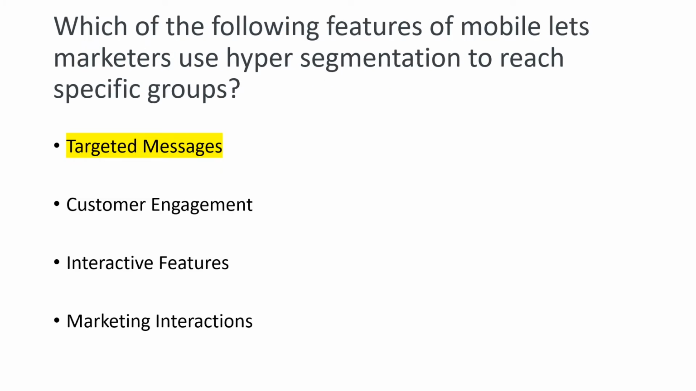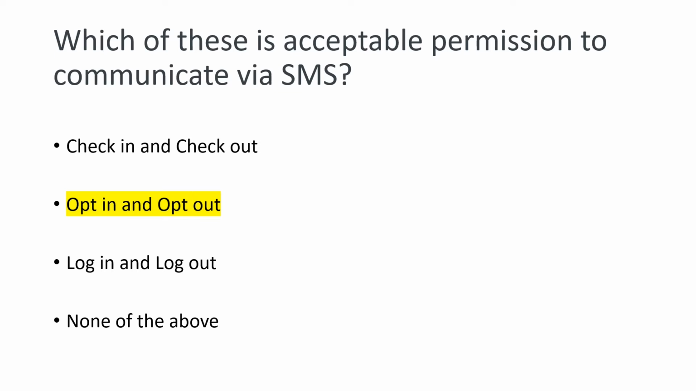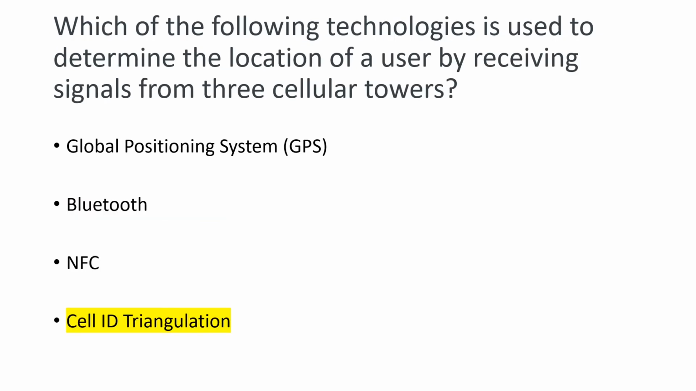125. Which of the following features of mobile lets marketers use hypersegmentation to reach specific groups? Targeted messages. 126. Which of the following features of a phone can be used as a marketing tool? Messaging, applications, browsing. 127. Which of these is acceptable permission to communicate via SMS? Opt-in and opt-out. 128. Which of the following technologies is used to determine the location of a user by receiving signals from 3 cellular towers?